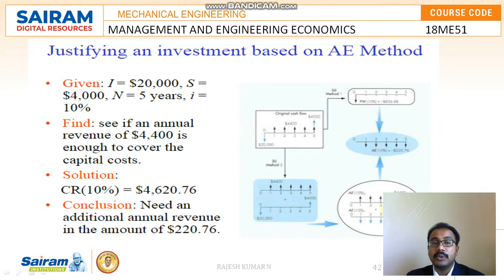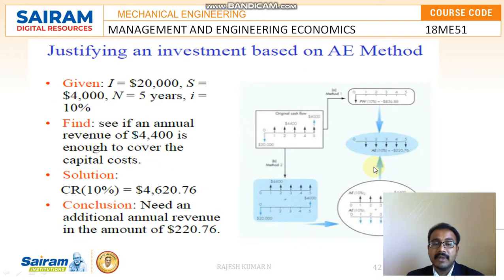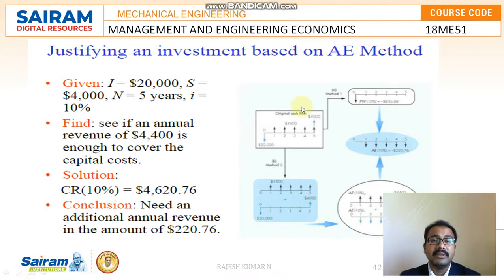When we are doing the justification, we need to consider both method 1 and method 2. So the conclusion of this particular problem is that an additional revenue of $220.76 annually should be included. In case it is not included, then it will be considered under the loss category. So we need to look at what the other ways are.